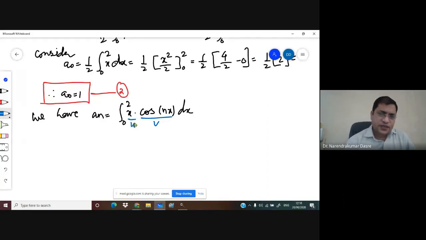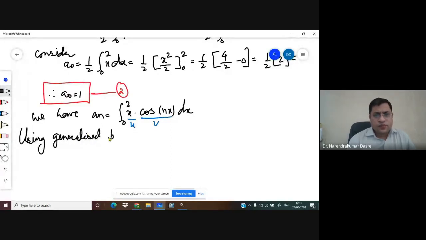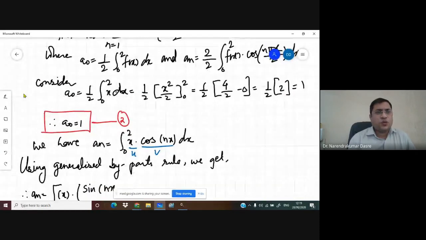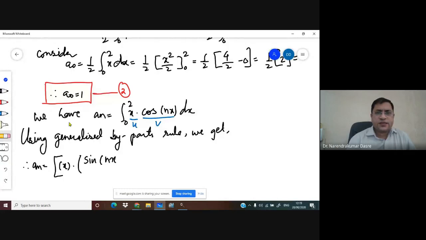For your understanding, I am writing this u and v here. Okay, so using the generalized integration by parts rule, we get an is equal to, here this x remains as it is, and the integration we have sine of, you have to be careful here. So what we got here is n pi x by 2.